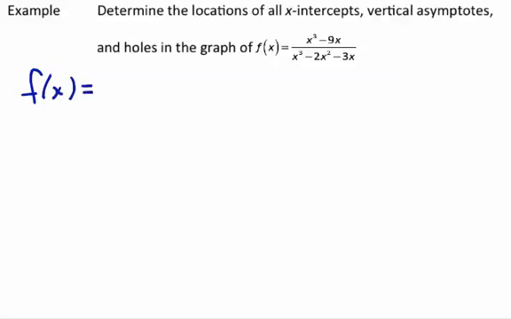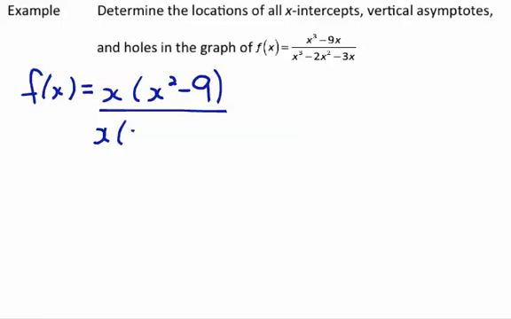So if we take a look, the top, the numerator, we have a common factor of x that we can take out. Make that 9 look a little nicer. On the bottom, we as well have a common factor of x that we can take out. Now, this is not like simplifying the rational expression. We're not trying to cancel out factors. We're just trying to factor this out as much as possible.